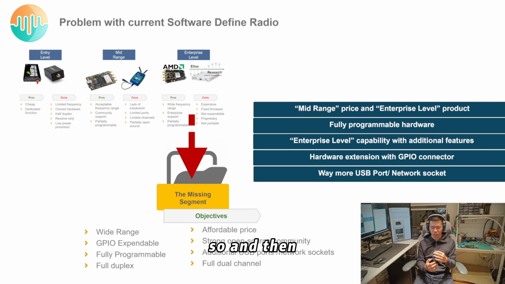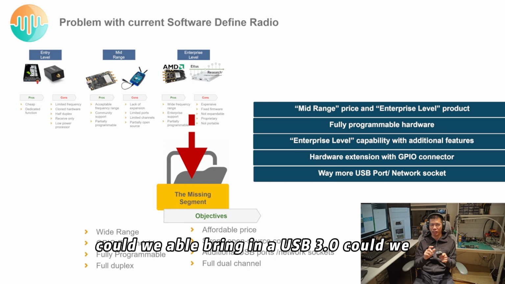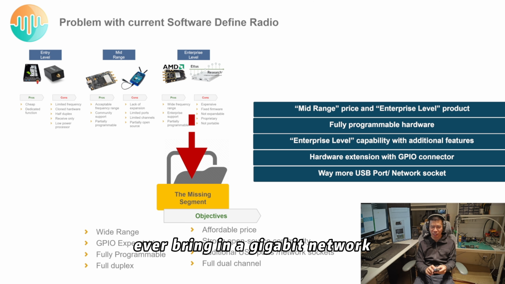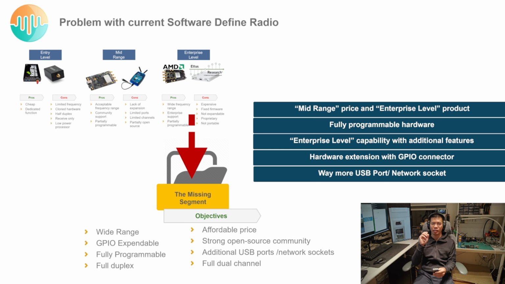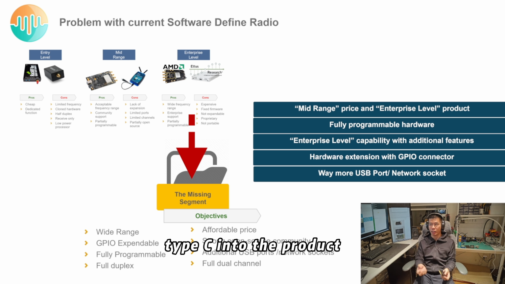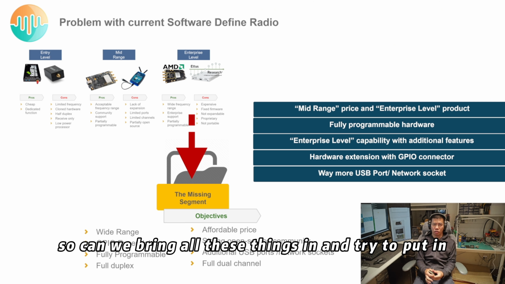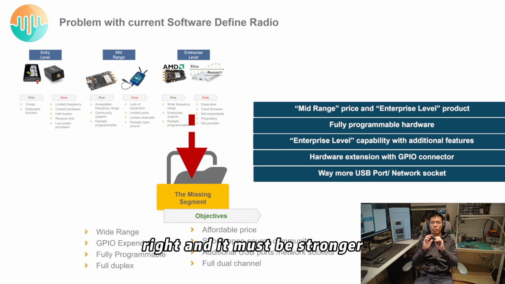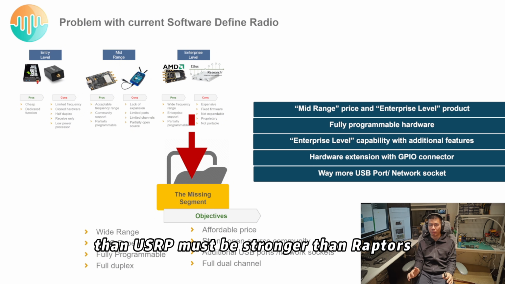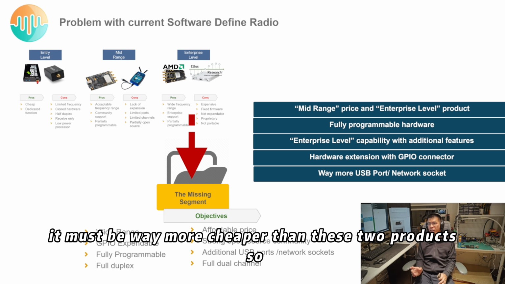So could we ever bring in USB 3.0? Could we ever bring in a gigabit network? Could we ever bring in, most probably, Type C into the product? So that is the initial idea, and that is what we were thinking. Can we bring all these things in? And it must be stronger than USRP. It must be stronger than Raptors. It must be way cheaper than these two products.